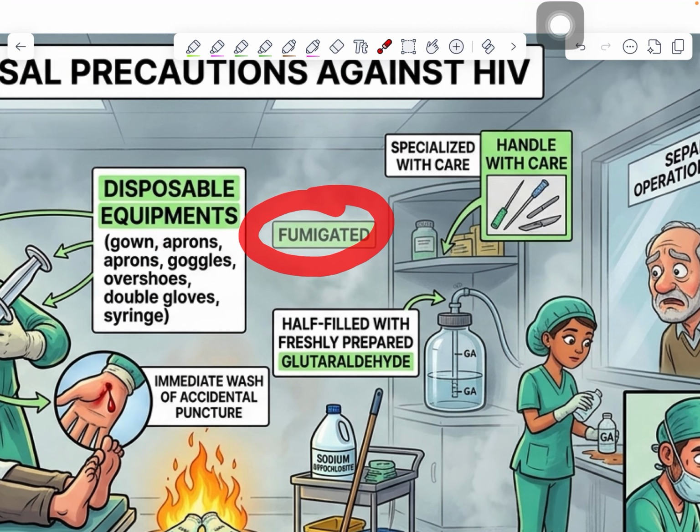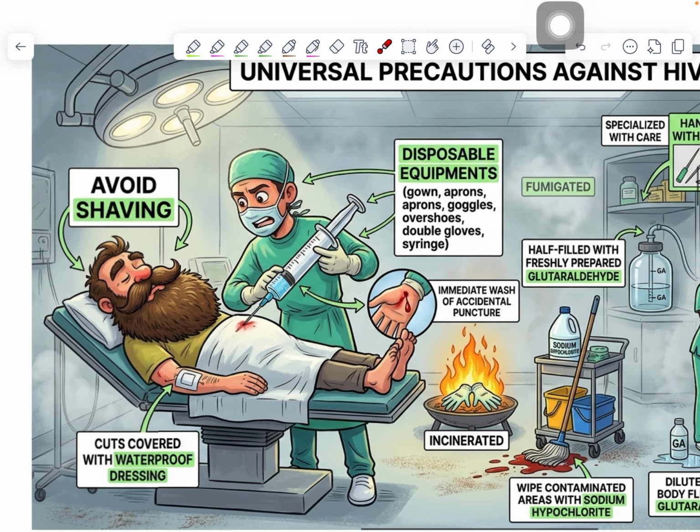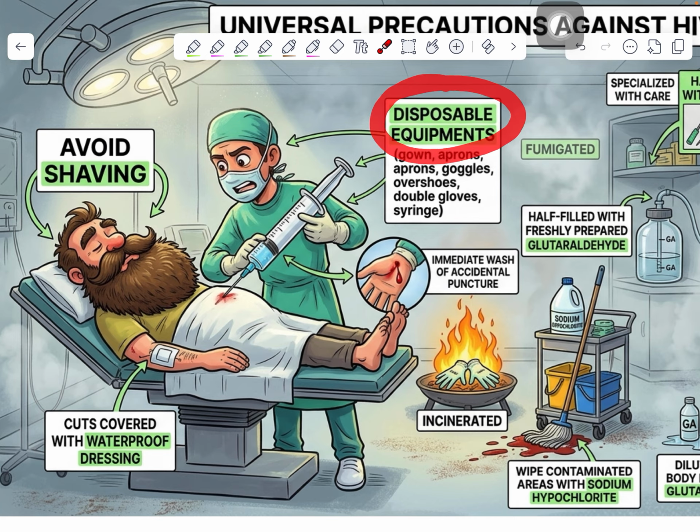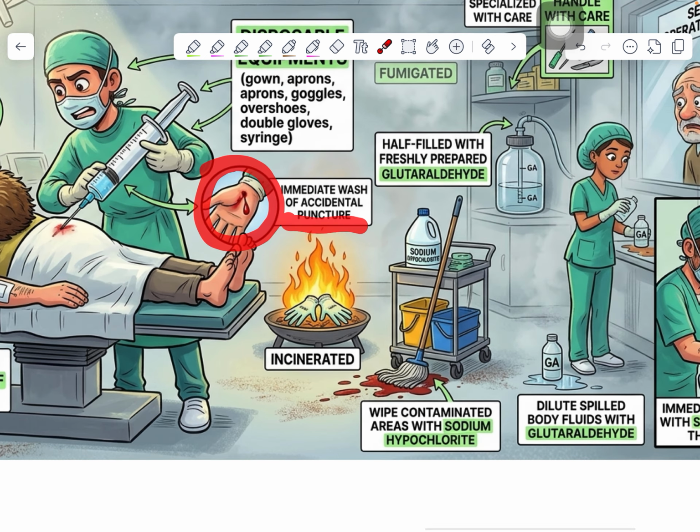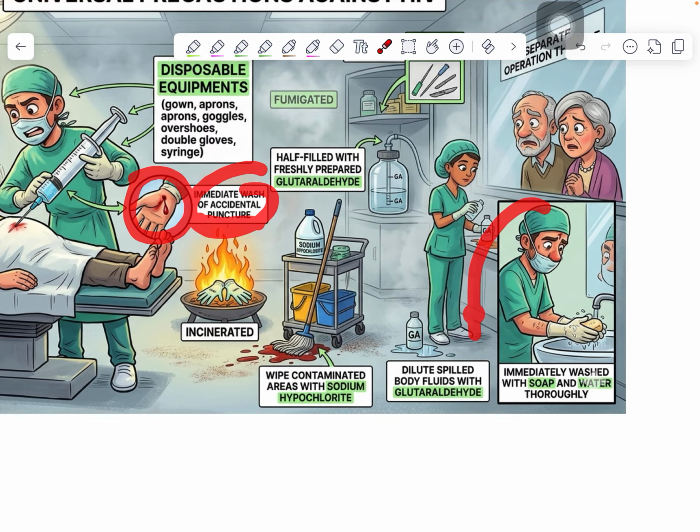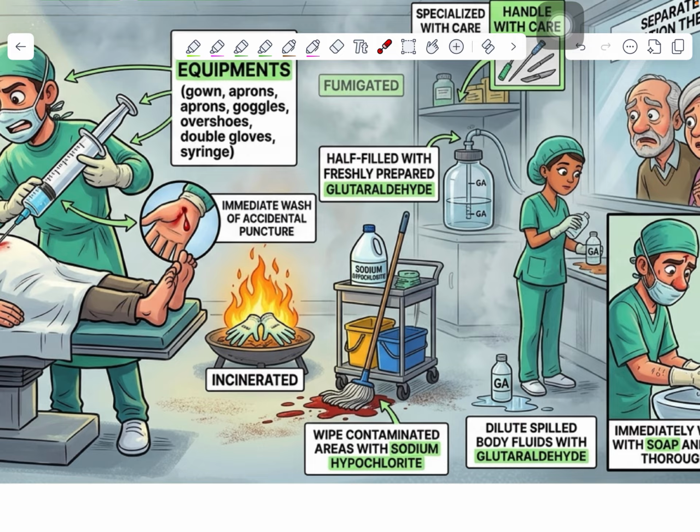Here we have a fumigated chamber, and the surgeon is wearing disposable equipment like aprons. Like aprons he should be wearing, but he is not wearing them right now. You just remember overshoes, double gloves, and disposable syringes. So these are all disposable equipments. And then he has got cut, immediate wash of accidental puncture. He is now washing here with the soap and water, you can remember.